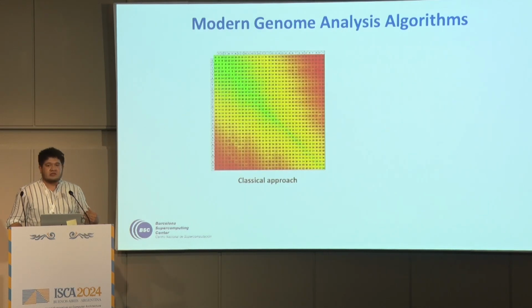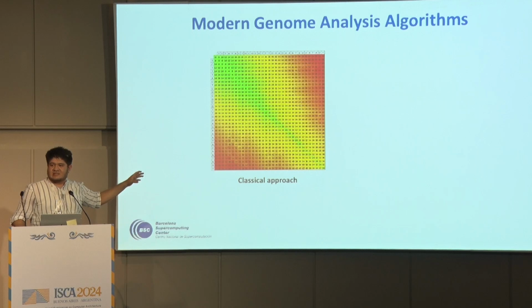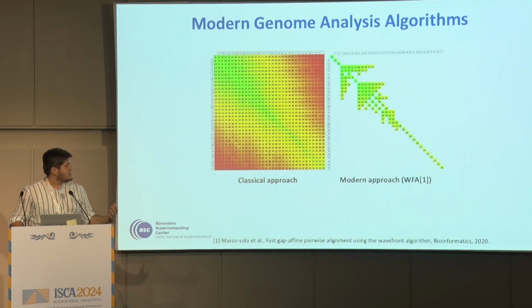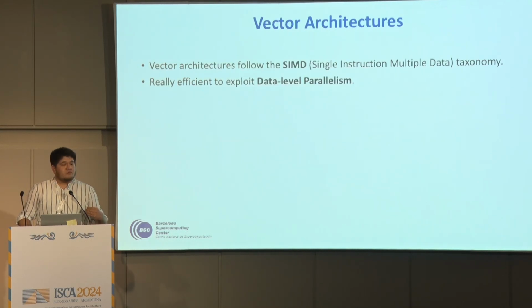Let's start by talking about algorithms. When we talk about genome sequence analysis, we know that alignment is processed by DP, dynamic programming, where we have a dynamic matrix that needs to be filled. In classical approaches, we need to calculate all the cells inside the matrix. Modern approaches only compute those cells that belong to the optimal path in the alignment, reducing the computation a lot. These algorithms feature high data level parallelism, which we chose to approach with vector architectures, which follow the SIMD, single instruction multiple data, taxonomy.